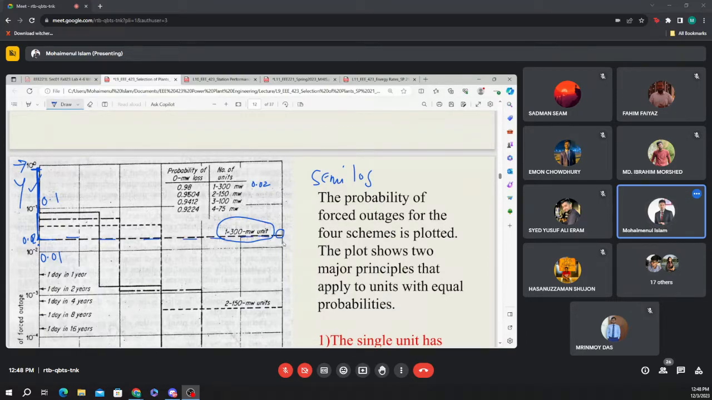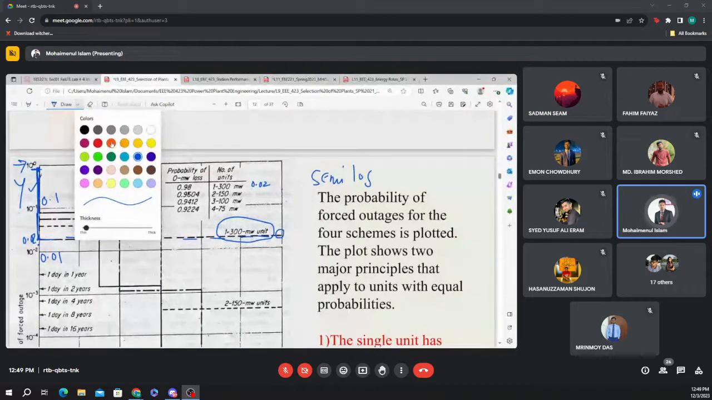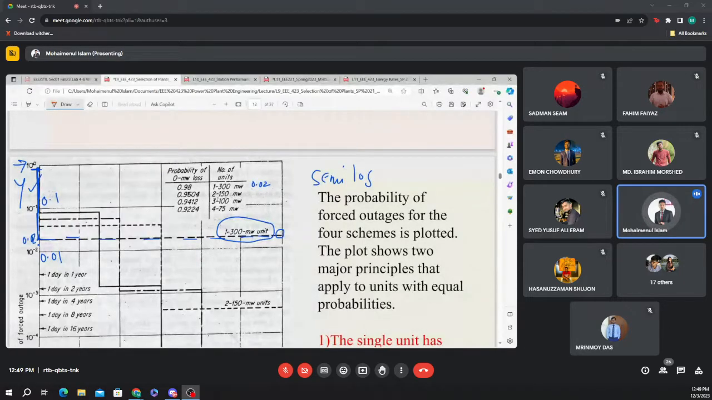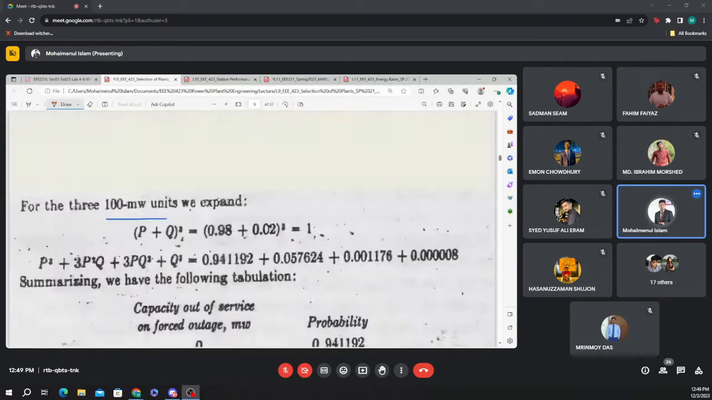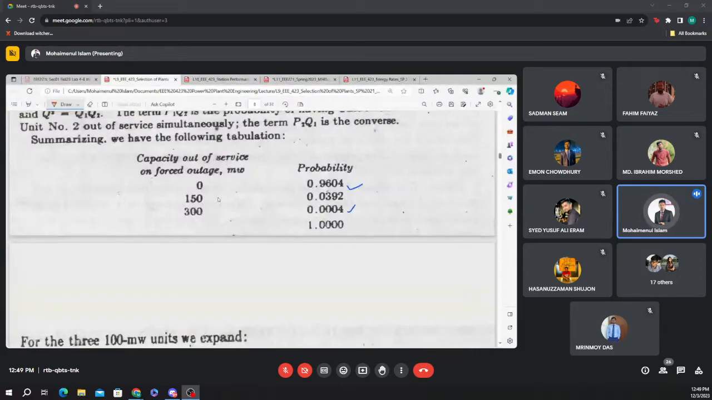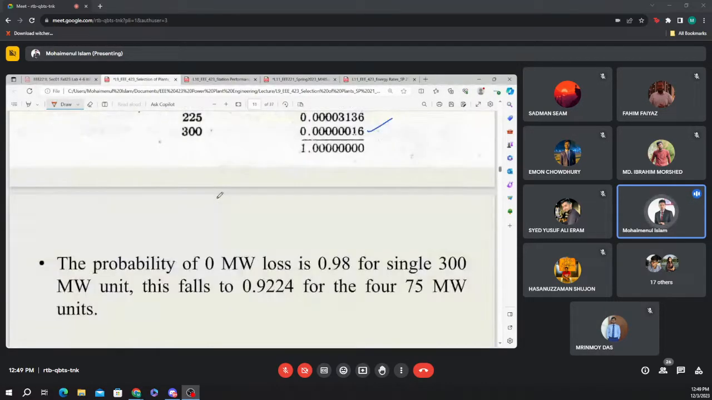Okay, now for the second plot, I just change the color so you can understand clearly. For the second one, the probability of being operational is 0.96, this one. That means 0.96 is maybe below this point, so you need to start from here, and the probability of forced outage value shows 0.0004, this one. 0.0004, so we need to write it here.